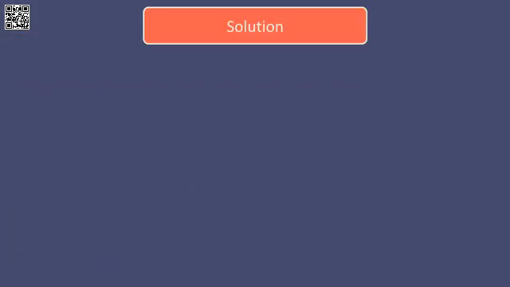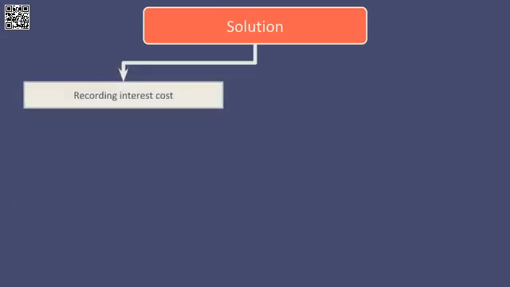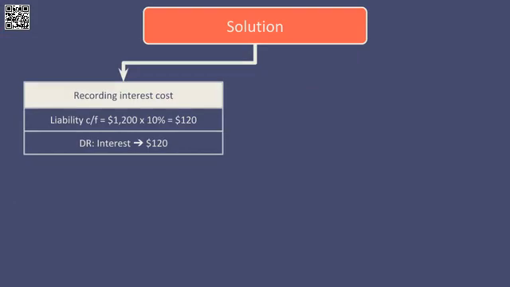Now we have looked at the assets. What about the liability? This is sometimes referred to as the interest cost or the unwinding of a discount. The liability carried forward was $1,200. At 10% equals $120. Debit interest $120, credit pension liability.